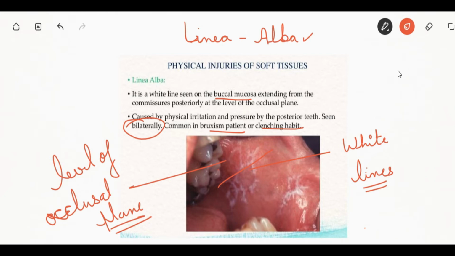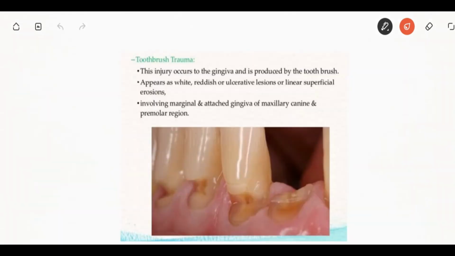Second is the toothbrush trauma. Toothbrush trauma occurs to the gingiva and is produced by the toothbrush. What you will see appears as a whitish, reddish or ulcerative lesion or linear superficial erosion involving the marginal or attached gingiva of the maxillary canine and premolar region. You can mistake this toothbrush trauma for a vesiculobullous lesion or infectious lesion if the history is not taken correctly.